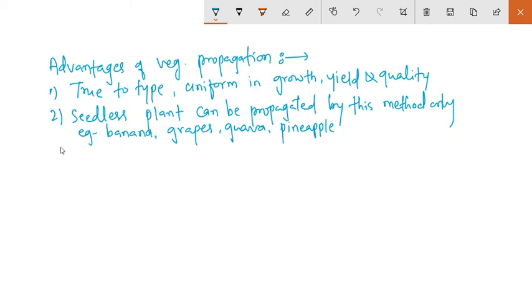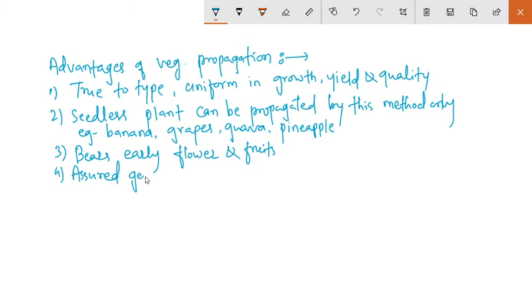Then these plants bear early flowering and fruiting, early flowers and fruits. Okay, so these plants bear early flowering and fruiting. Then it has genetic assurity, or assured genetic configuration.